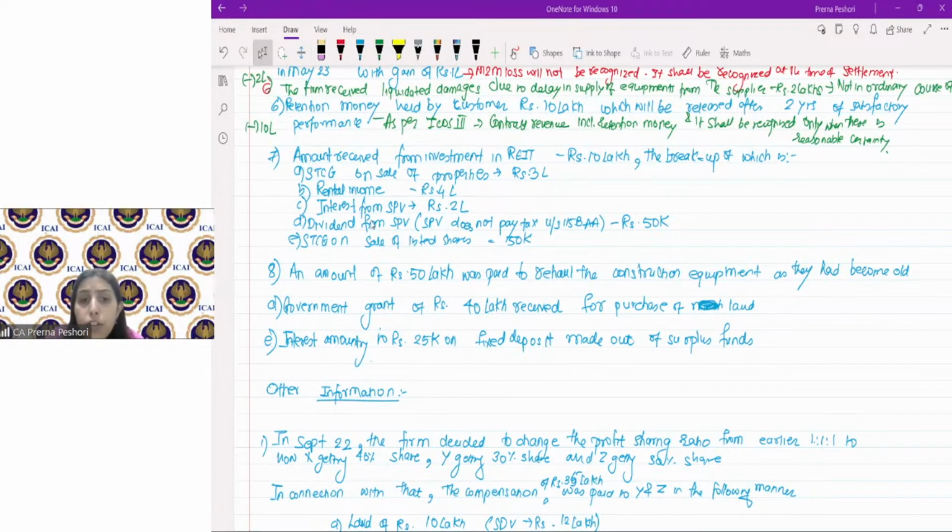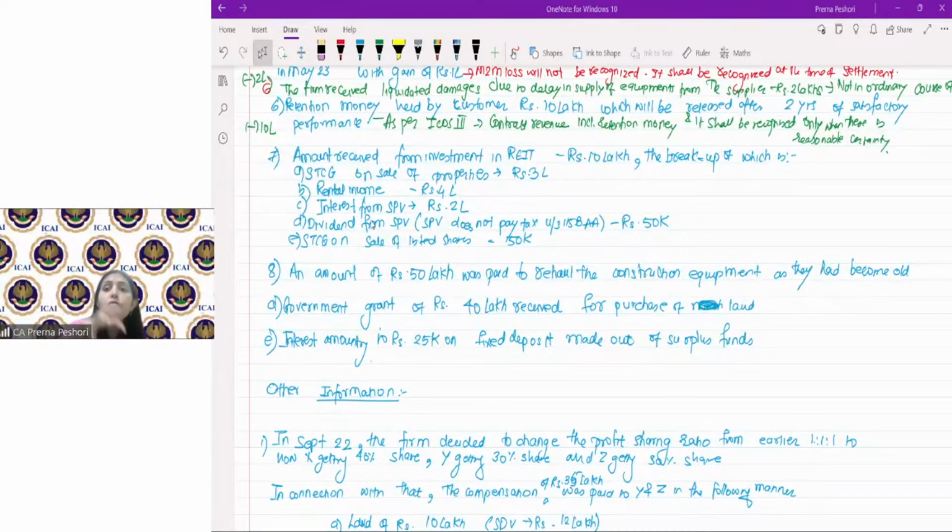Section 115UA provides that the income which is distributed by the business trust, which is interest income or dividend income or rental income, whatever, is deemed to be the income of the unit holder. So in the case of the REIT, a REIT is considered as a pass-through entity. What is a REIT? REIT is a trust. It invests in the real estate or it invests in the companies which invest in real estate.